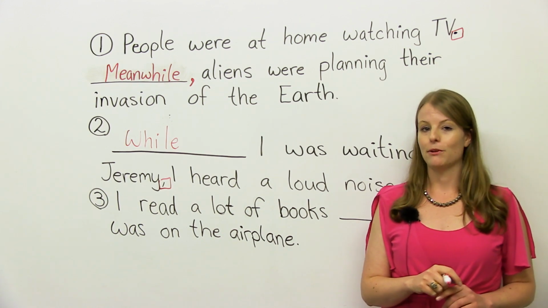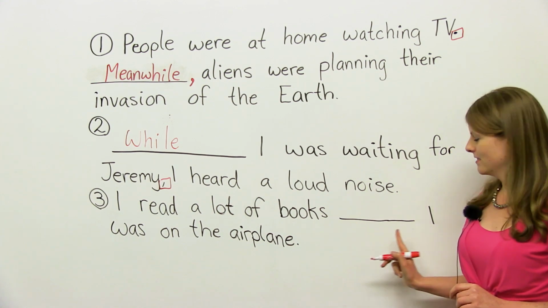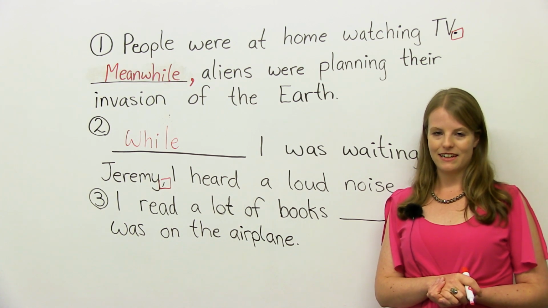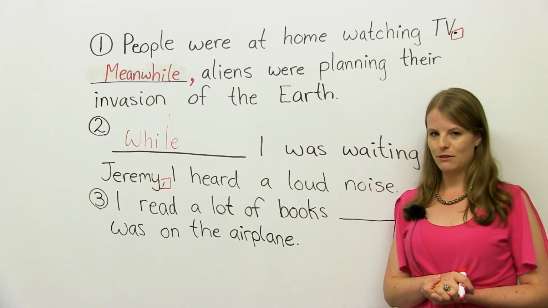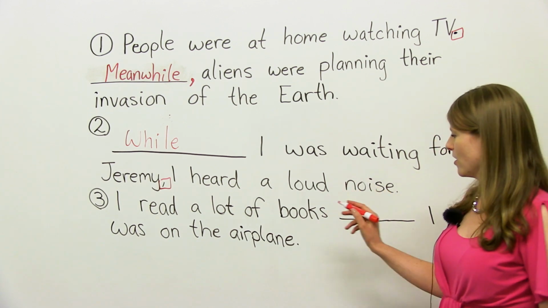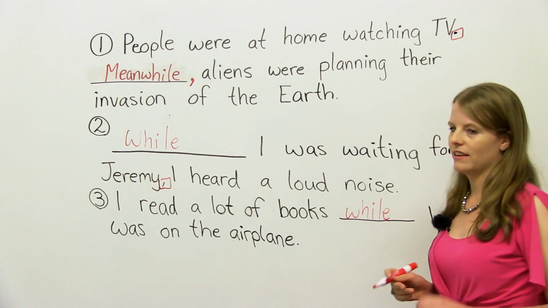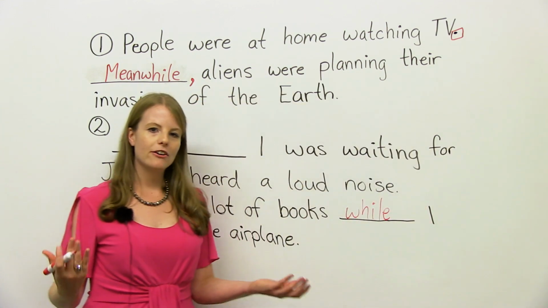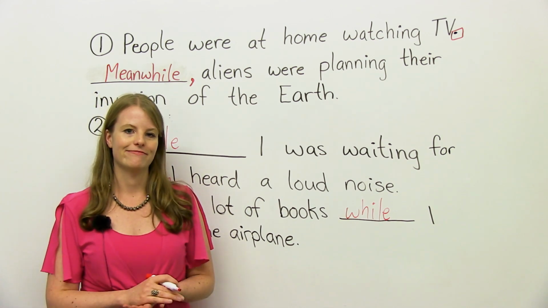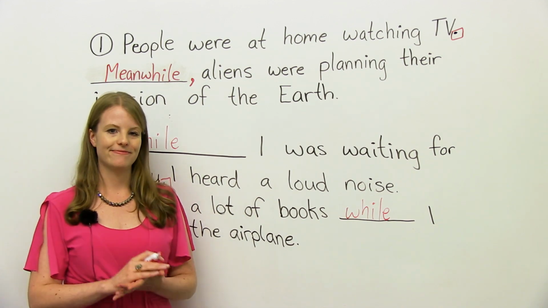Let's check out question number 3. I read a lot of books, blank. I was on the airplane. Okay, so what do you think it is? Meanwhile or while? If you said while, you are correct. I read a lot of books while I was on the airplane. How do we know it's while? Well, again, how many sentences do you see? You see one sentence, therefore we can tell it's while.